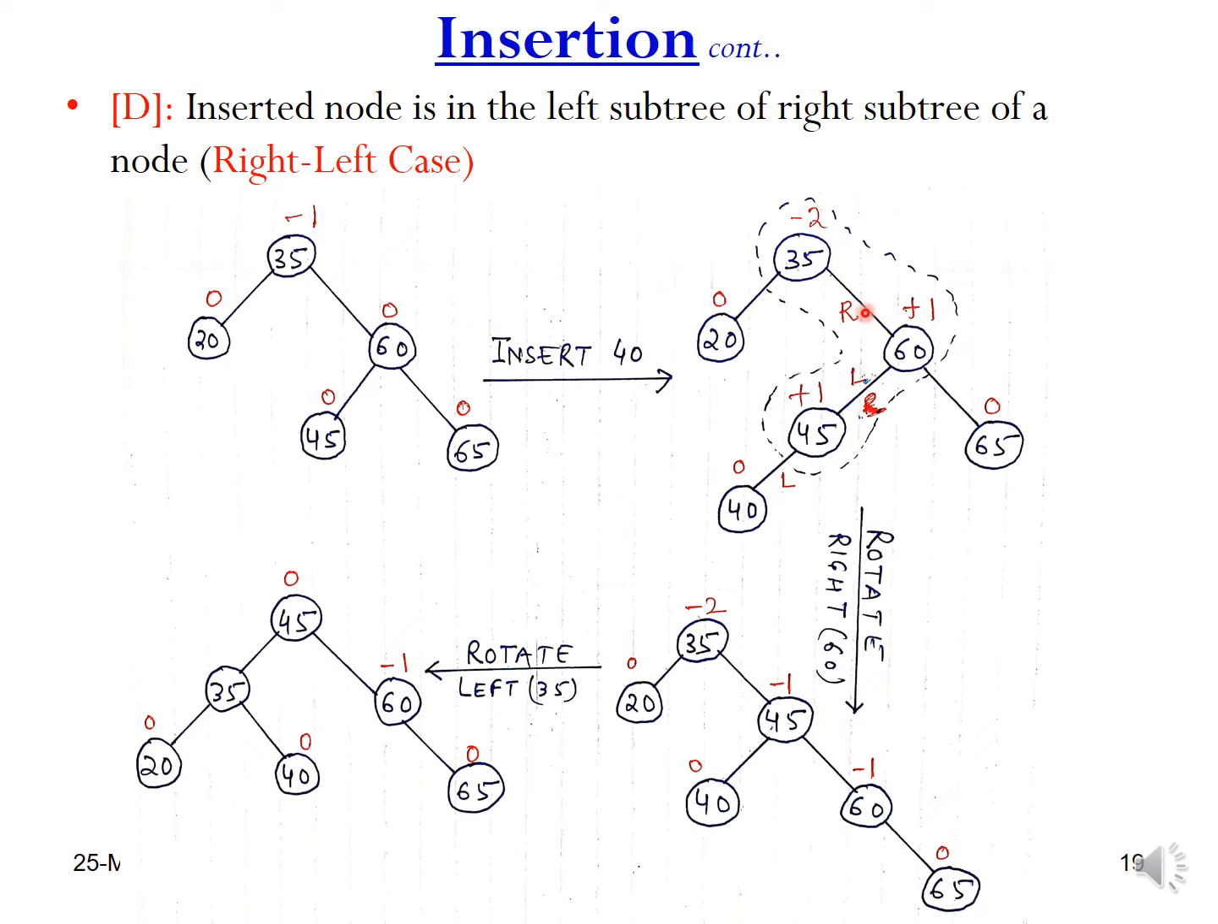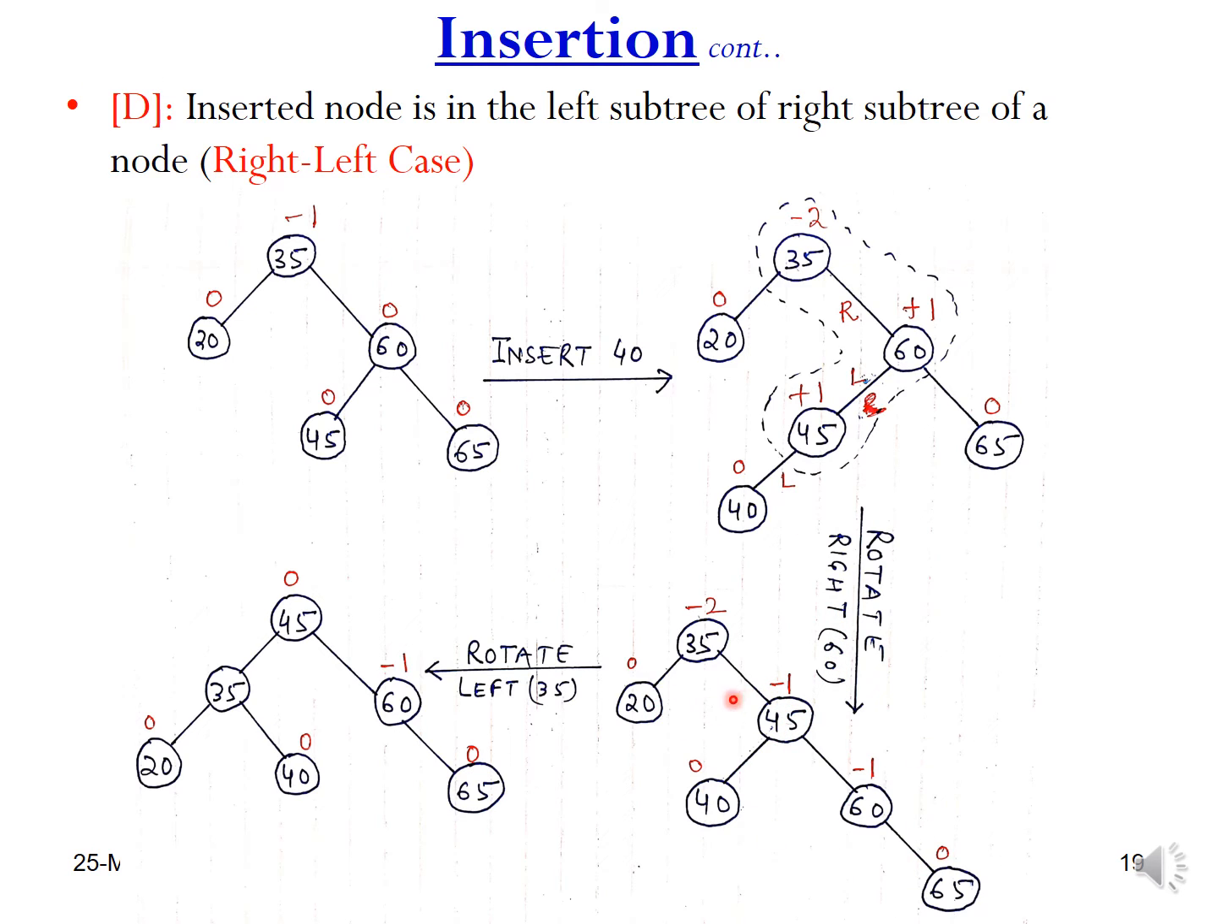Because this is the right left case, first we will rotate this 60 towards the right. We normally move from the bottom, so we rotate right this 60, and then we will calculate the balance factor.